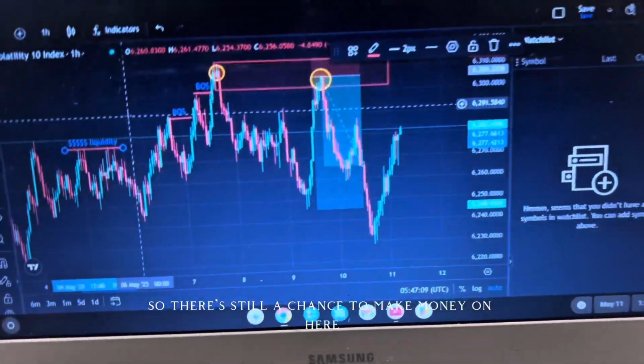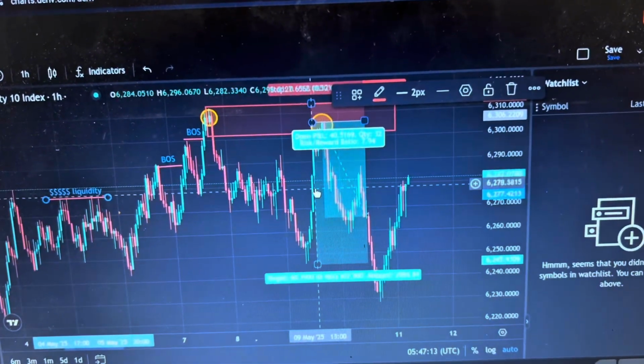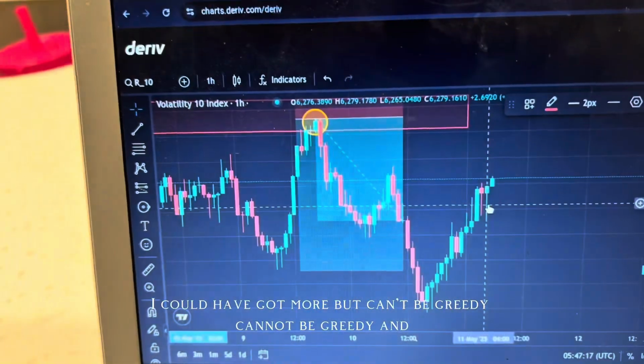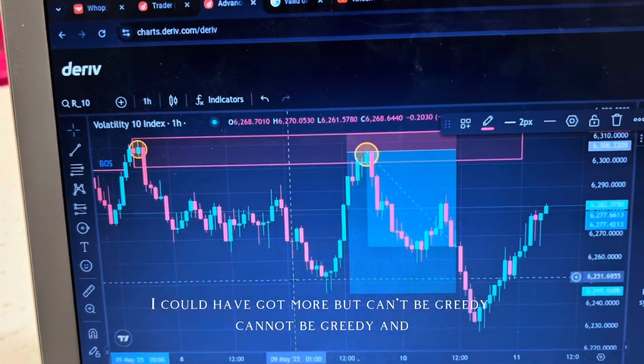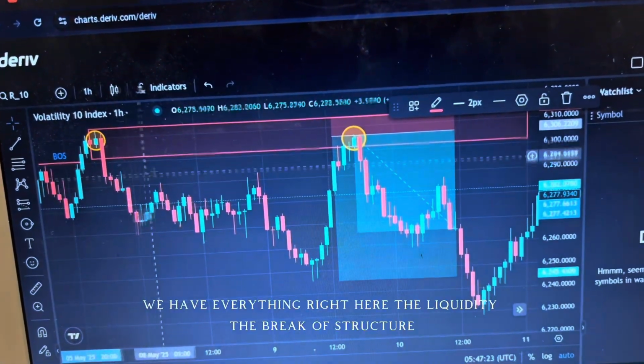This is the Volatility 10 index on Derive. So there's still a chance to make money on here. This swing low, a perfect swing low. I could have got more, but can't be greedy. Cannot be greedy.